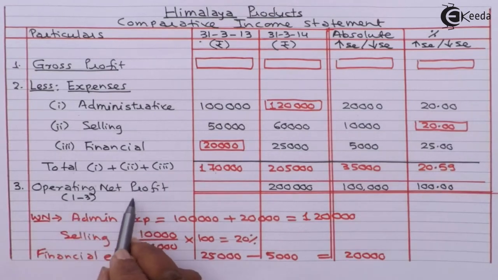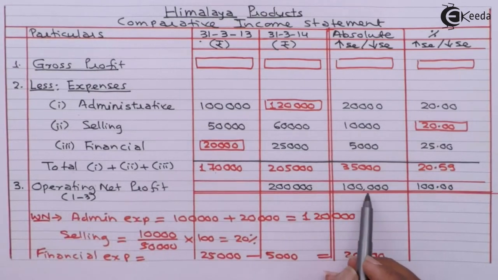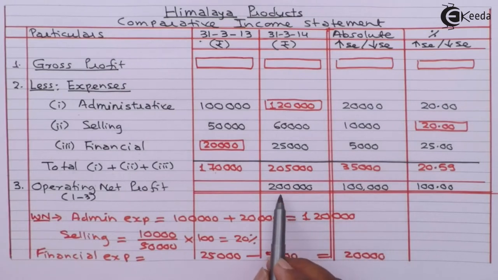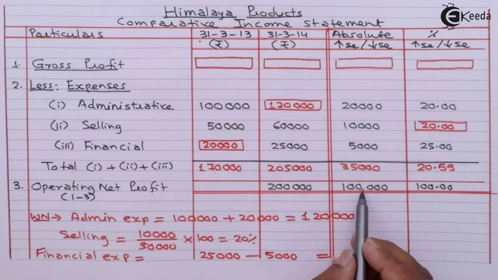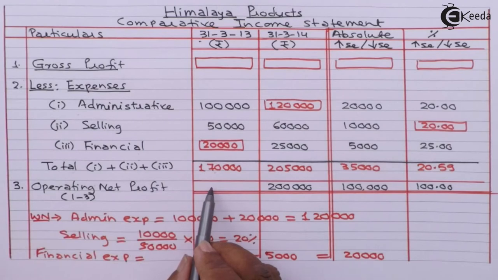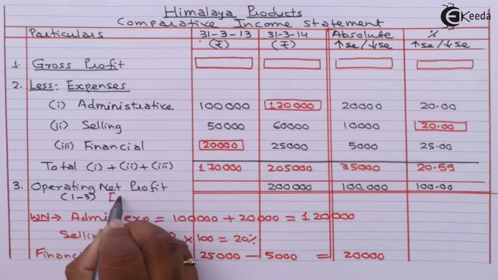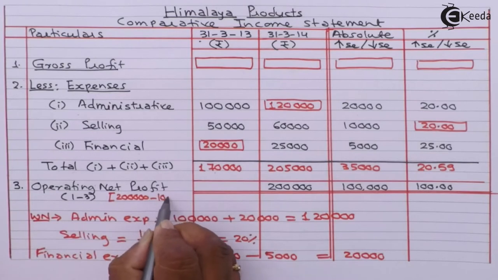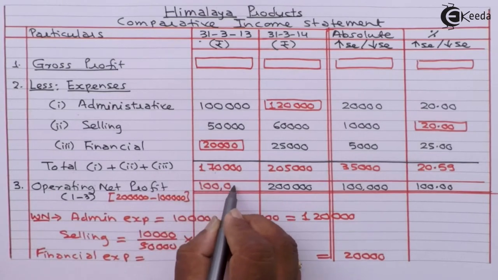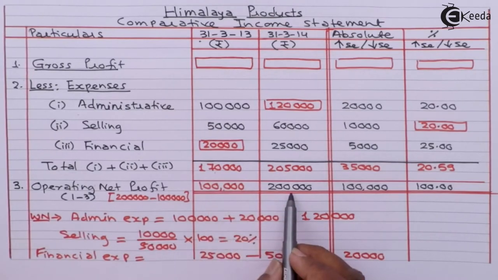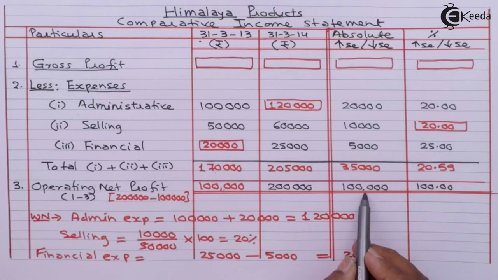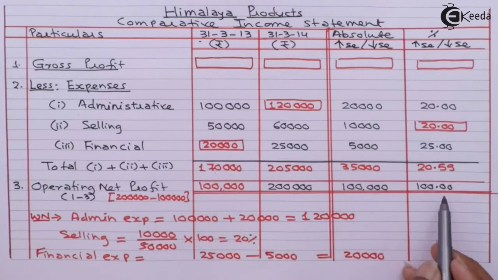In case of operating net profit, they have said that there is an increase of 1 lakh. And here in the second year, the amount given is 2 lakhs. So from 2 lakh, which is the amount in the second year, we'll deduct the amount of increase, that is 1 lakh, so that we can arrive at the amount in the base year. Base year amount is 1 lakh, next year 2 lakhs, so there is an increase of 1 lakh. On 1 lakh, there is an increase of 1 lakh, that is 100%.